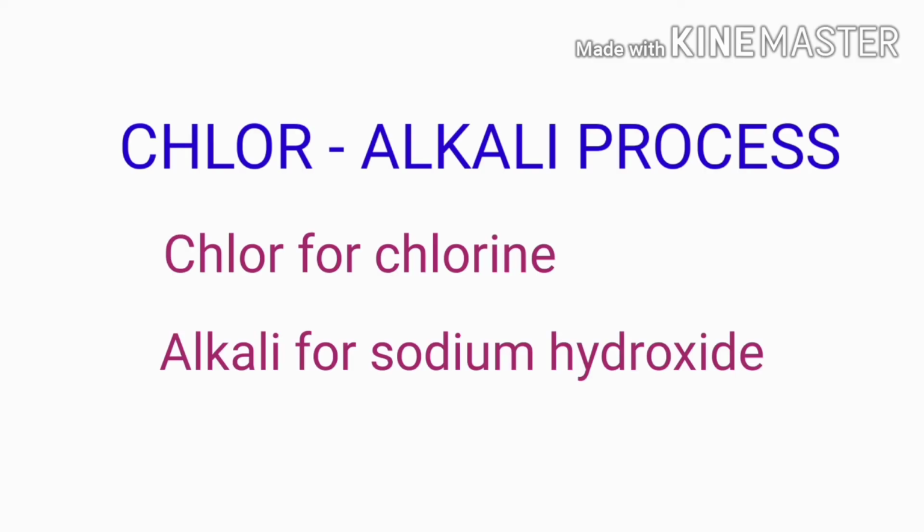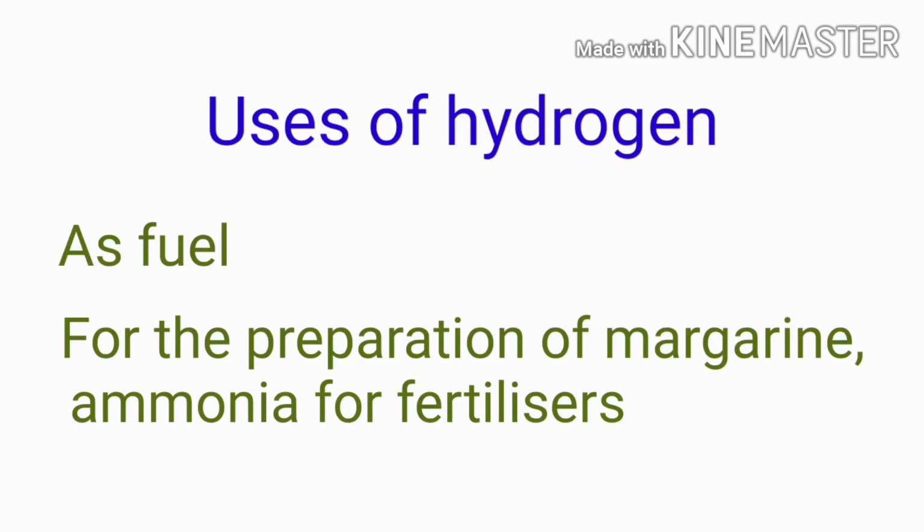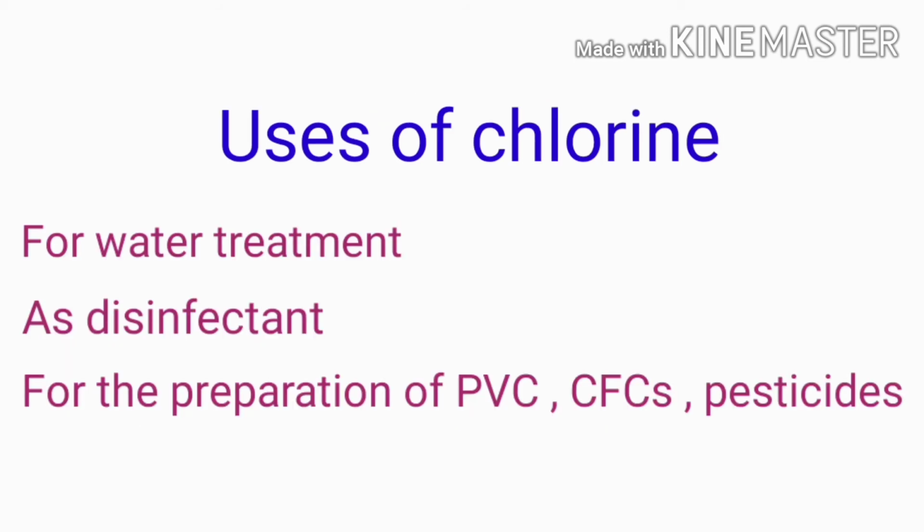This process is called the chlor-alkali process because of the products formed: chlor for chlorine and alkali for sodium hydroxide. Hydrogen is used as a fuel, for the preparation of margarine, a spread used for flavoring, baking and cooking of food, and for the preparation of ammonia for fertilizers. Chlorine is used for water treatment and in swimming pools as a disinfectant, and for the preparation of PVC, that is polyvinyl chloride, which is a plastic, and CFC, which is chlorofluorocarbon, and for the preparation of pesticides.